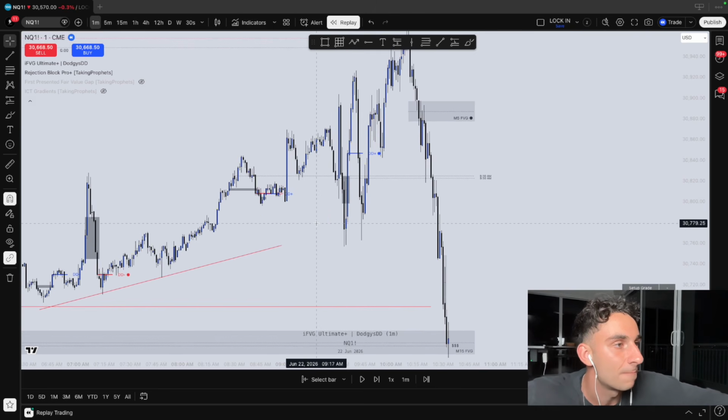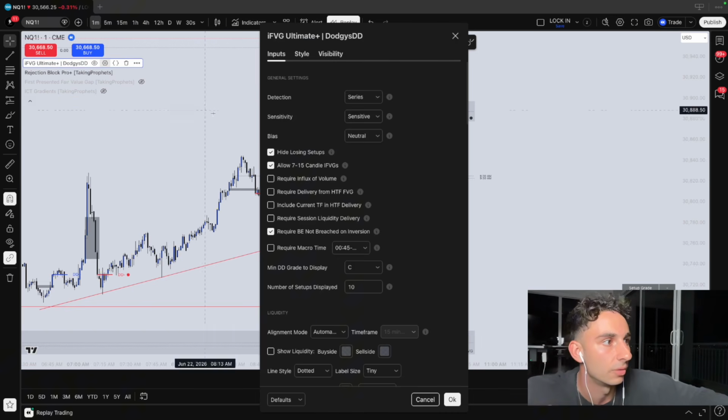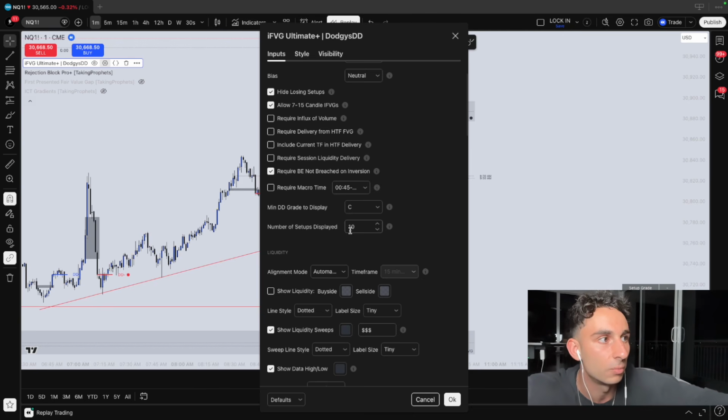But it's not going to completely eliminate needing to learn how to trade too. You still have to kind of know what you're doing a little bit. This is basically a shortcut, but it can't shortcut you all the way. You still have to put in the work, right? And then number of setups displayed, this is obvious. This is just how many setups are on your screen.